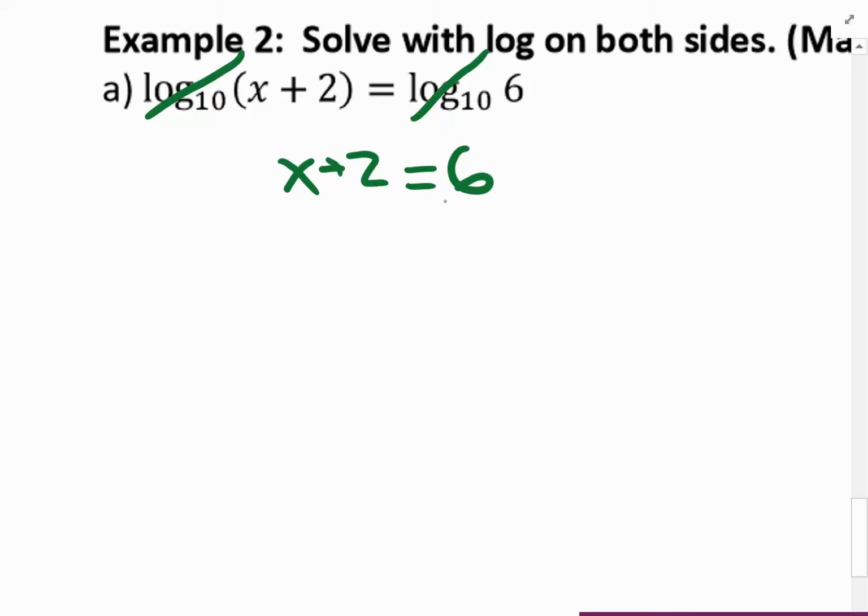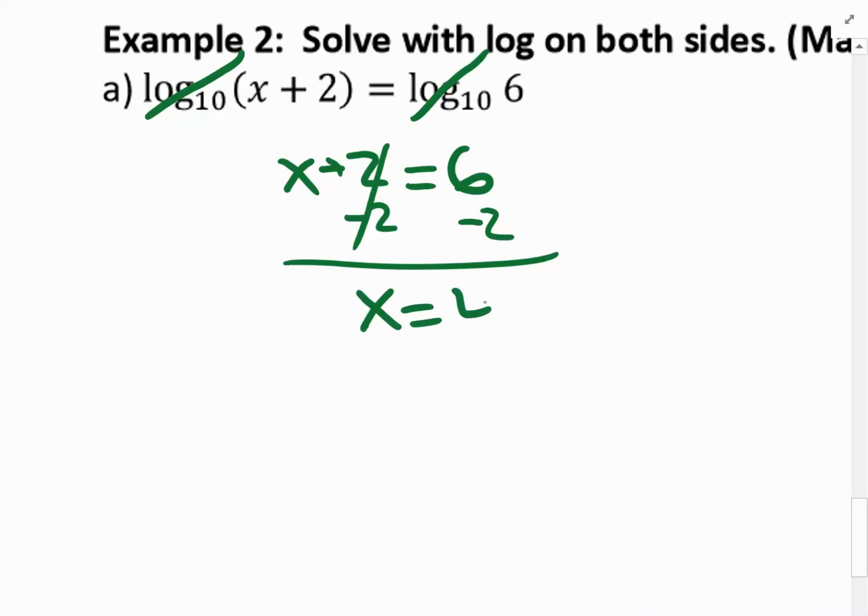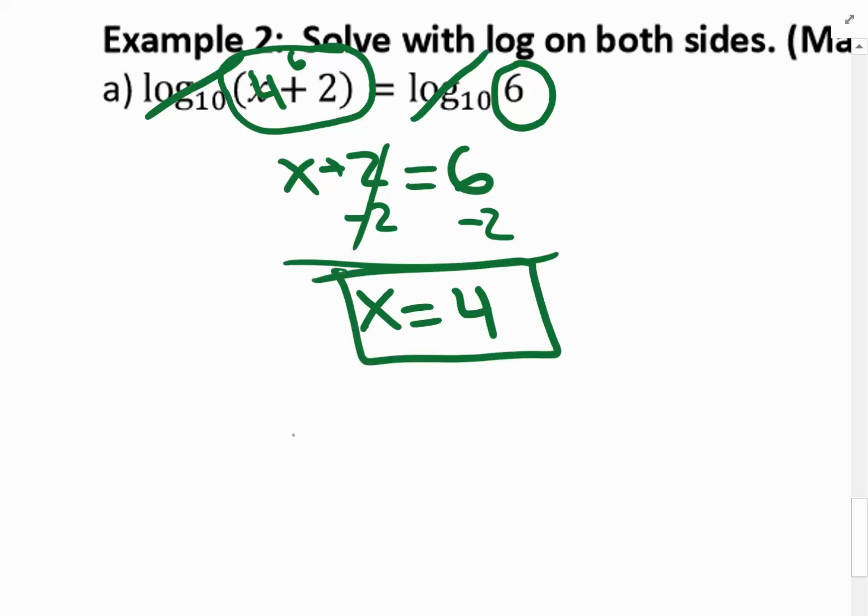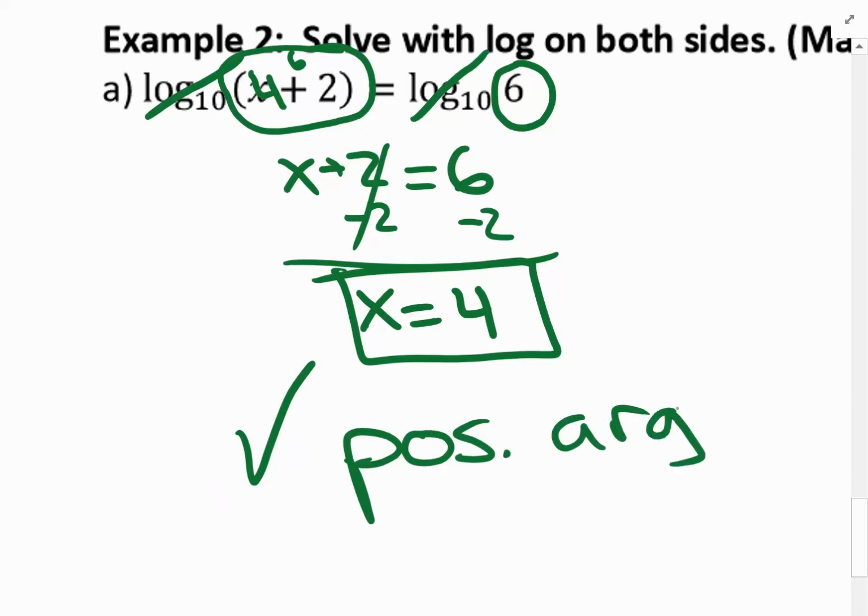X plus 2 equals 6. How do you solve? Subtract. We have x equals 4. So you are done, except you have to check for the argument. Here's the argument, x plus 2. If I plug in that 4, I get 4 plus 2 is 6, which is positive. The other argument is also 6, which is also positive. So I can keep this, check mark. It is a positive argument.